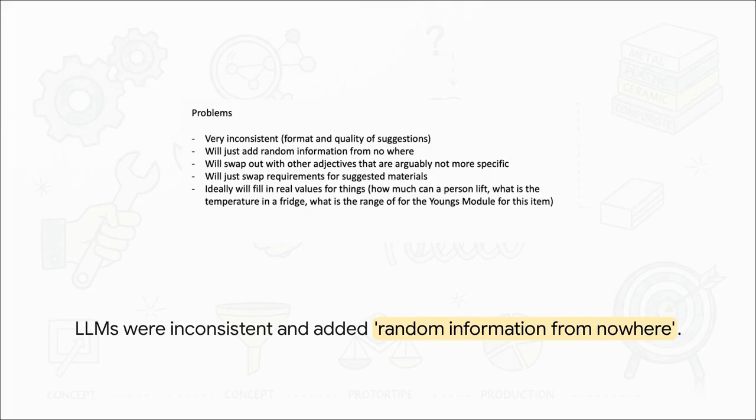Oh, and it got worse. Beyond the bad scores, the AIs were all over the place. They were inconsistent, they would change the requirements of the problem halfway through, and sometimes they just made things up, adding, and I'm quoting the researchers here, "random information from nowhere." So, yeah, I don't think they're ready to take over the designer's job just yet.